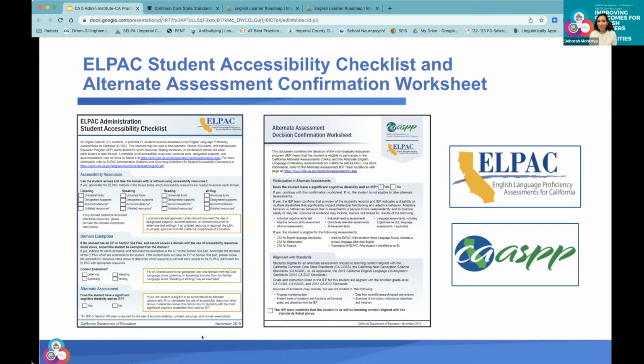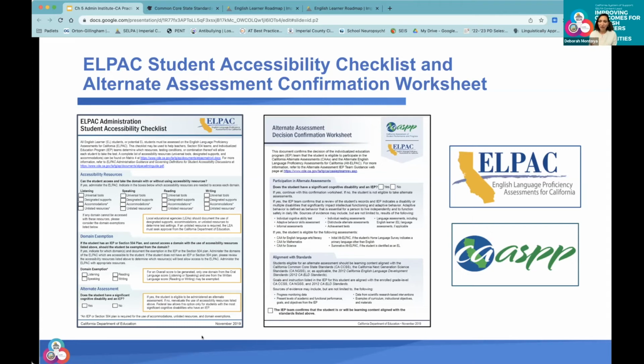Whereas an IEP team, we would then ask ourselves, is the LPAC assessment truly assessing English language acquisition skills and proficiency, or are we actually assessing the disability? For which then again, we are not getting appropriate data because we're assessing a different need, a different skill, and perhaps again, that domain is not accessible to the student. We would hope that IEP teams first exhaust all of the universal tools, designated supports, and accommodations prior to the consideration for a domain exemption.